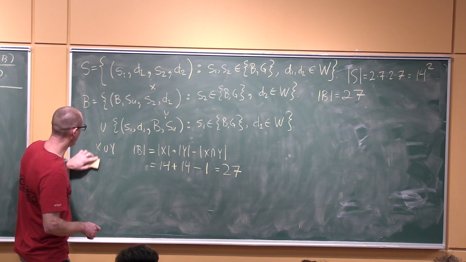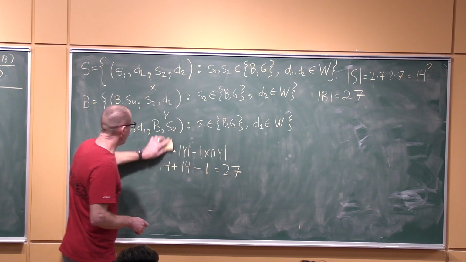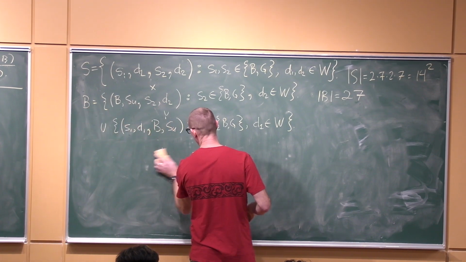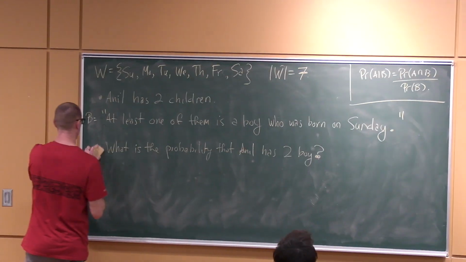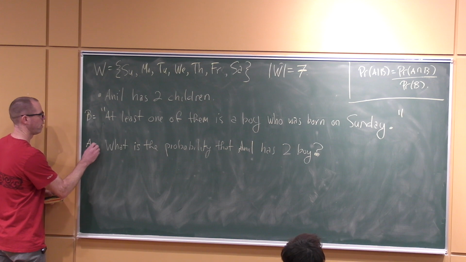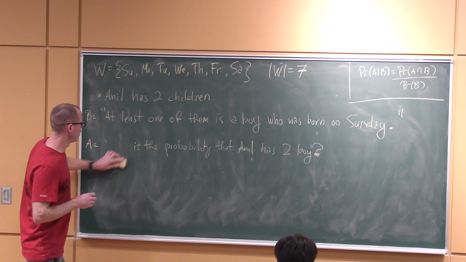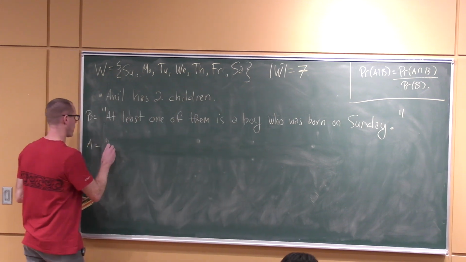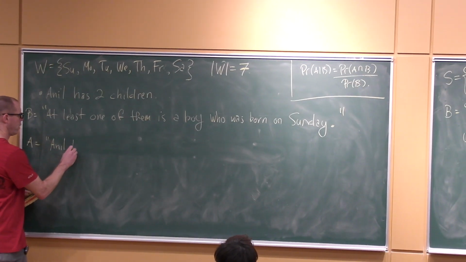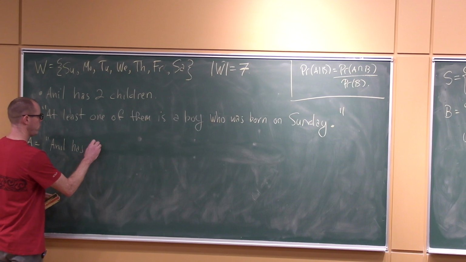Okay, good. Now, what's the set A? Well, that's this thing here. A is the event Anil has 2 boys.